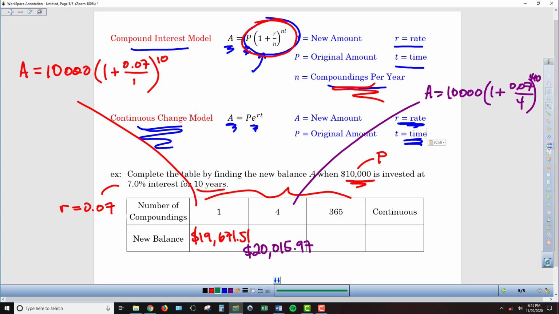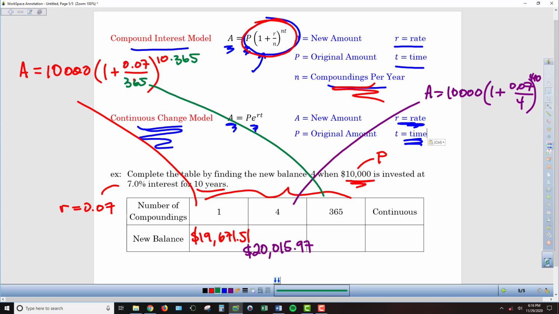Now, what happens if we compound daily? So now we increase that so that we're compounding the interest every day. Well, it's not going to make that much of a difference compared to the leap that we had from 1 time per year to 4 times per year, but it still is to our benefit. So the change here now, if I go up here, instead of 1, I'm going to have 365 in the denominator there, and instead of 10 times 1, it's going to be 10 times 365.